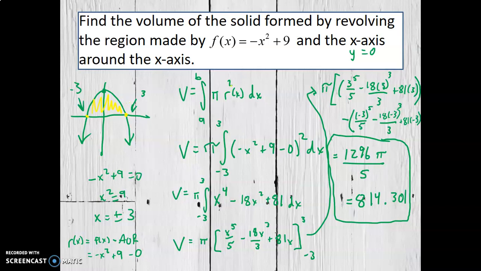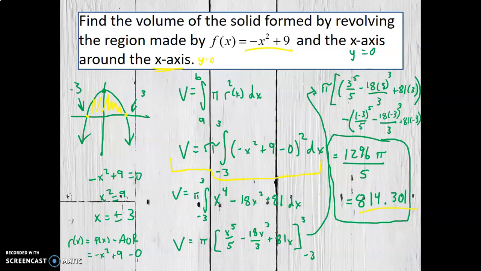The R of x is f of x minus the axis of rotation. So -x² + 9 minus the axis of rotation, which is y = 0. So that's where the -0 comes from. At this point, we can plug it into a calculator and spit out our decimal answer. But we should be practicing our simplifying without a calculator. So that's what the rest of these steps are doing: multiplying it out first, then integrating, and then substituting.